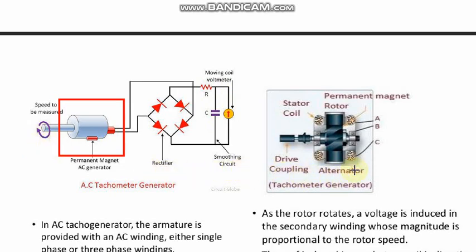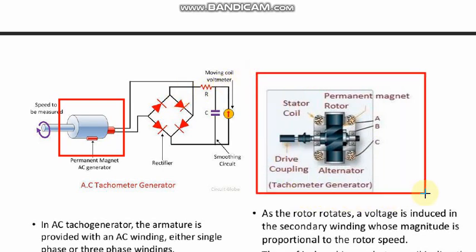Another view that I am showing you here is a pictorial view you will be able to watch. This is the drive coupling to the shaft, meaning the shaft is to be coupled here. So the shaft speed will be coupled to this drive and transferred to this tachometer generator. Now here you will be able to watch the cut view of the stator coil. Here you will see there are many windings. In this diagram, this is one primary winding, this is one secondary winding.